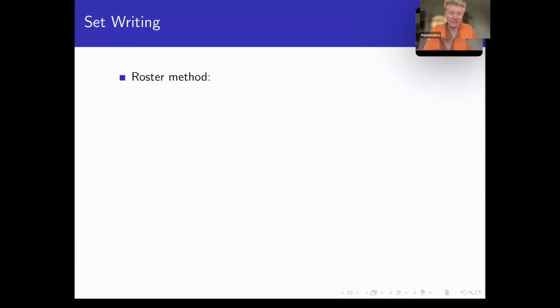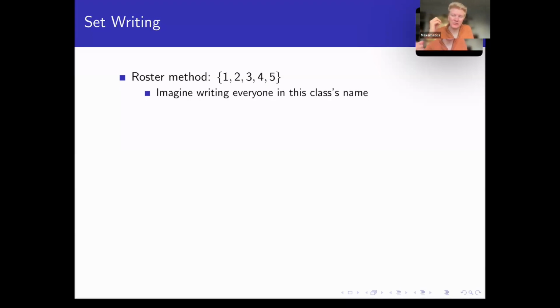First way we can write sets is the roster method. The roster method just lists everything in the set. So for example, we have the set 1, 2, 3, 4, 5. That makes sense. We wrote all the numbers in the set. But looking at another example, imagine if we wrote everybody's name in the class in a set. Well, that's why we call it a roster, right? But also, you can already imagine that it would be very tedious to write everyone in the class's name. For classes that are very large, this could take a lot of time.